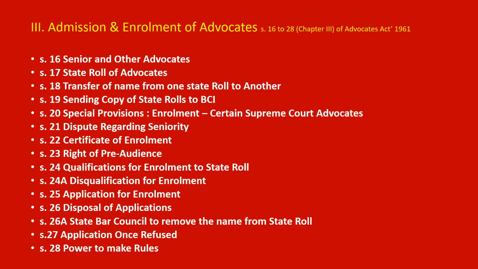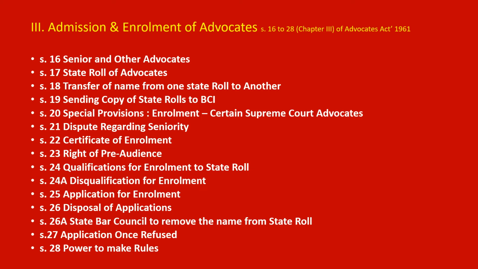Section 17 talks about the state roll of advocates. It is classified into four parts. The first part says that every state bar council has to prepare and maintain a roll of advocates, in which they should mention the name and the address of those advocates. The second subclause says that the roll of advocates should be made for senior advocates as well as other advocates. So this section 17 is related to section 16 also.